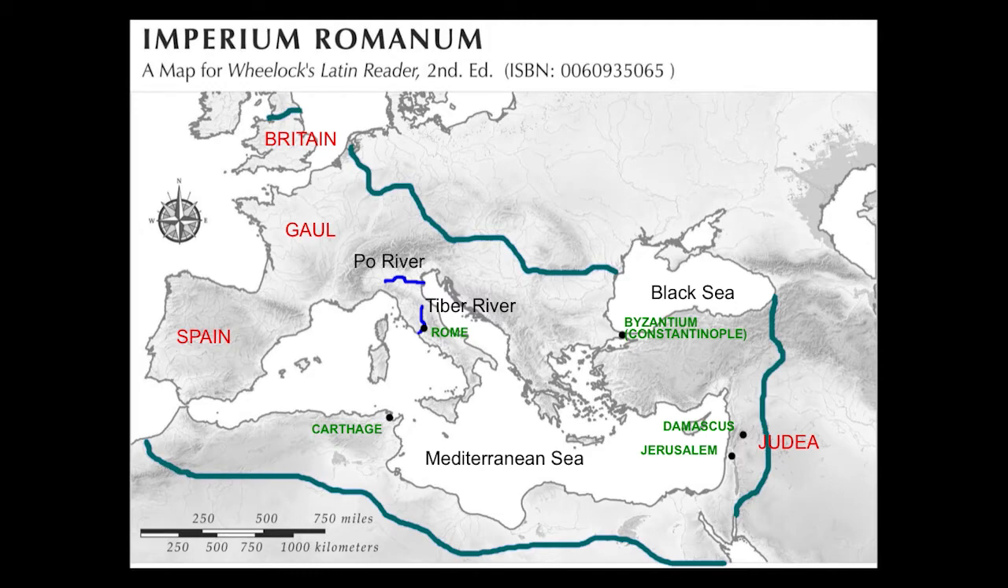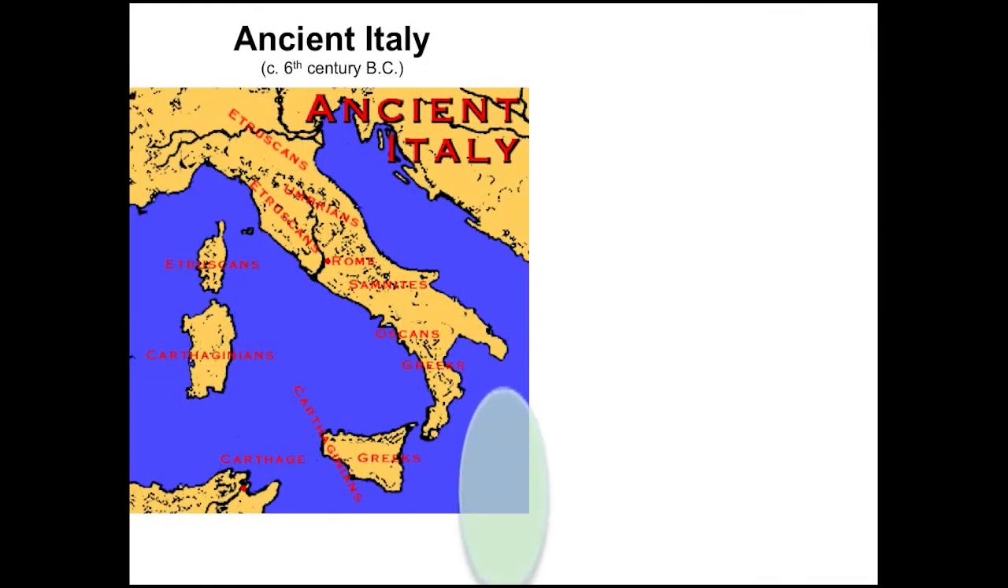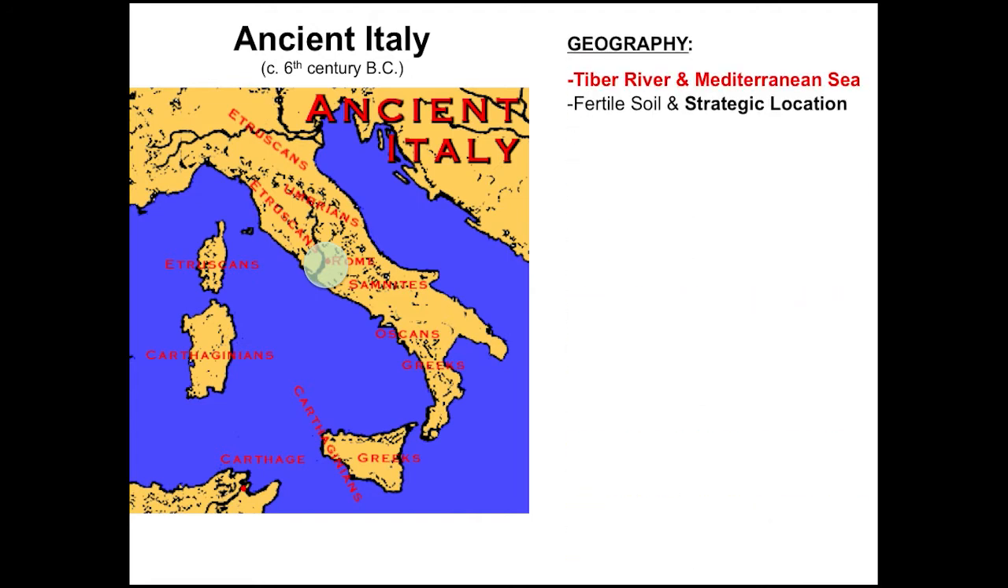Okay, now let's look at the founding of Rome. There's Rome right there on the Tiber River, and there were a lot of different groups of people that lived on the Italian peninsula. All right, the Italian peninsula, very fertile. The Tiber River brought fresh water down from the mountains. It emptied and provided access to the Mediterranean Sea.